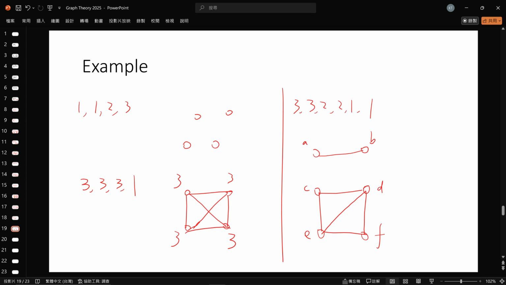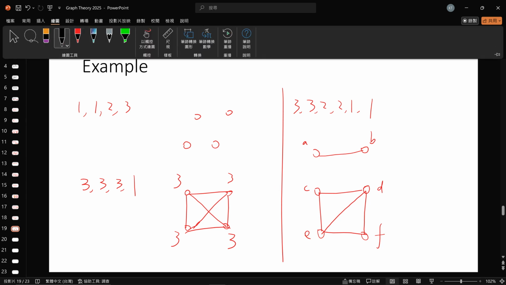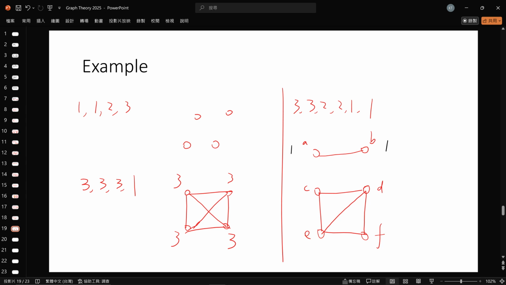For A and B, their degrees are 1. And for C and F, their degrees are 2. And for E and D, their degrees are 3. Right. Perfect. Okay, so for this input, we can have a graph that matches the degree sequence.